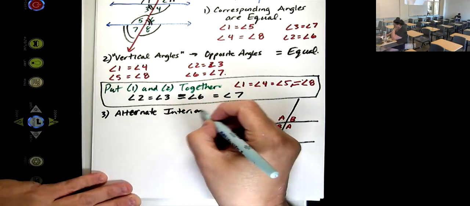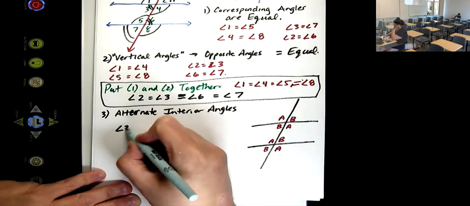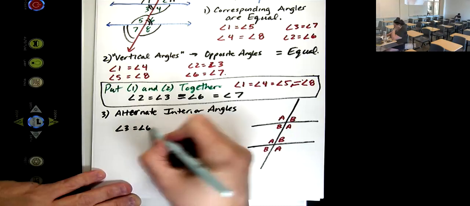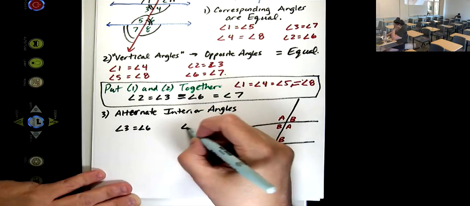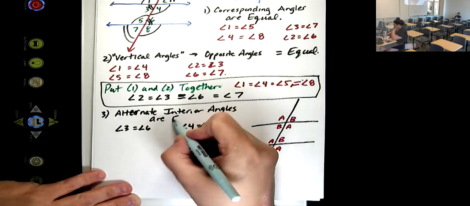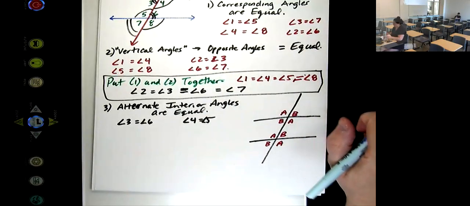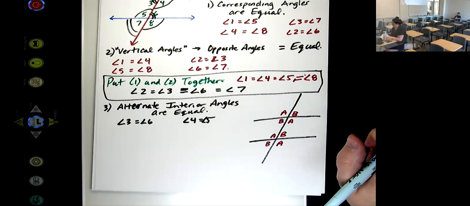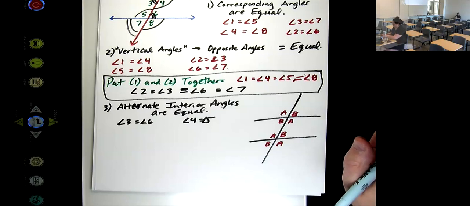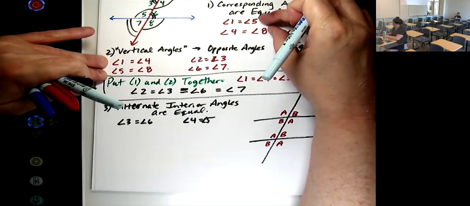Like 3 and 6, and 4 and 5 are equal. But that's just for putting these two together. They just added more terminology to go with it.